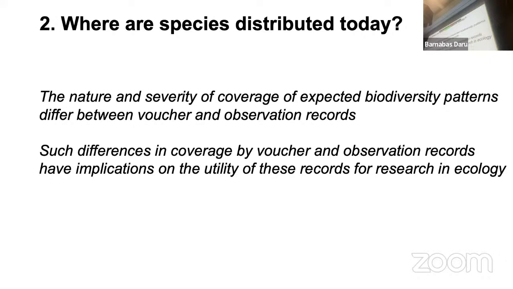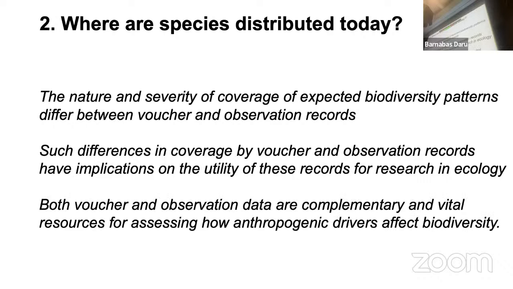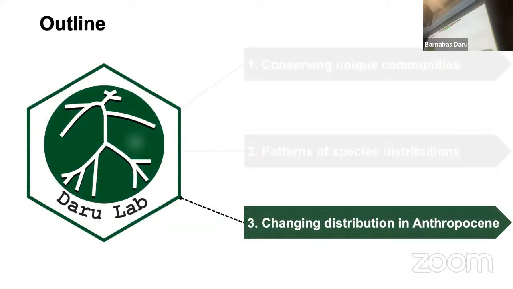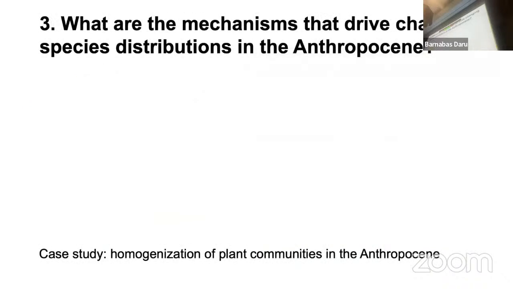And such differences in coverage by voucher and observation records have implications on how these records are used for research in ecology and evolutionary biology. However, these data sets, both vouchers and observation records, are also complementary and vital resources for assessing how anthropogenic drivers affect biodiversity. So going back to our initial framework in terms of how our research seeks to understand changing distributions in the Anthropocene, we asked the question, what are the mechanisms that drive changing distributions in the Anthropocene?